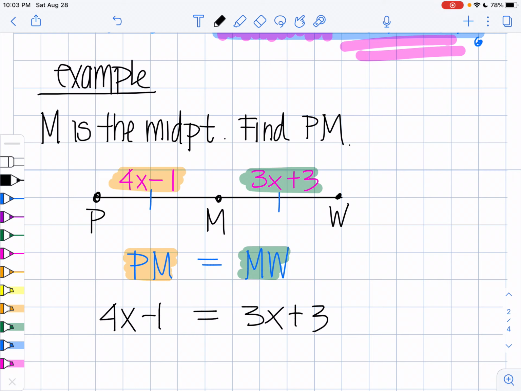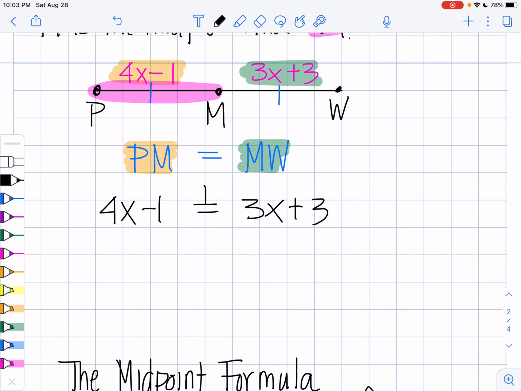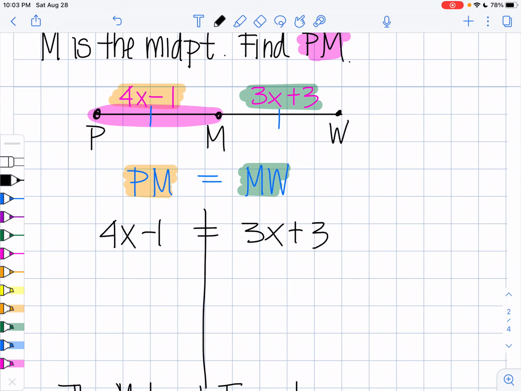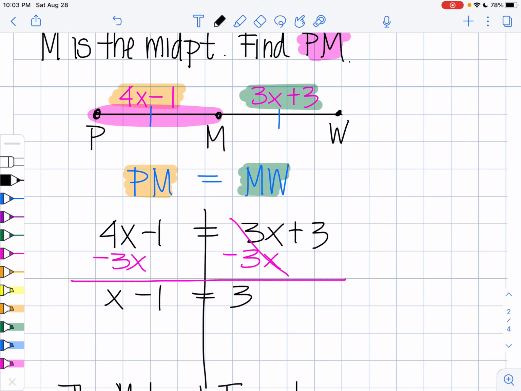In order for me to find PM, I'm looking for this length right here, but I have to first find my x value. To find x, I'm going to draw a line down the middle and get x on the side by itself. I like to get all my x's on the left-hand side. So I'm going to take these 3x and move them to get my x's on the left. So that goes away. 4x minus 3x is x. So I get x minus 1 equals 3. Now I have to move that negative 1 to the right side. The opposite of negative 1 is positive 1. I'm going to add 1 to both sides. So I get x is equal to 4.